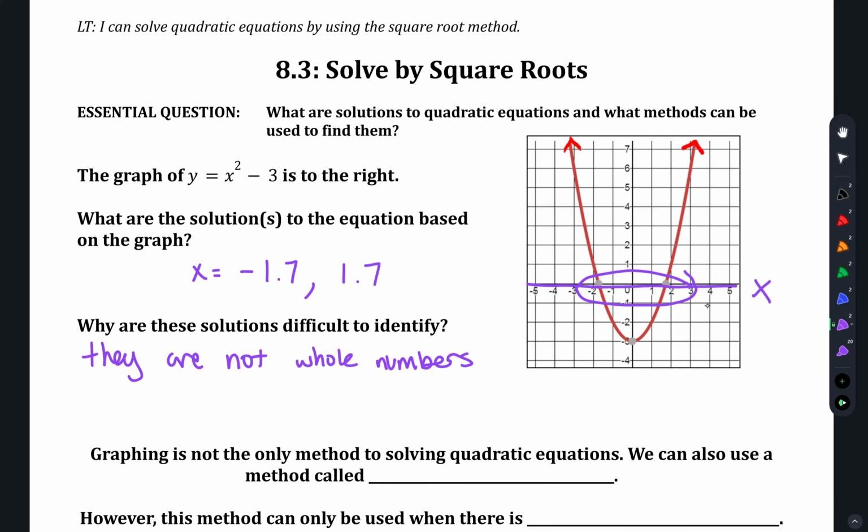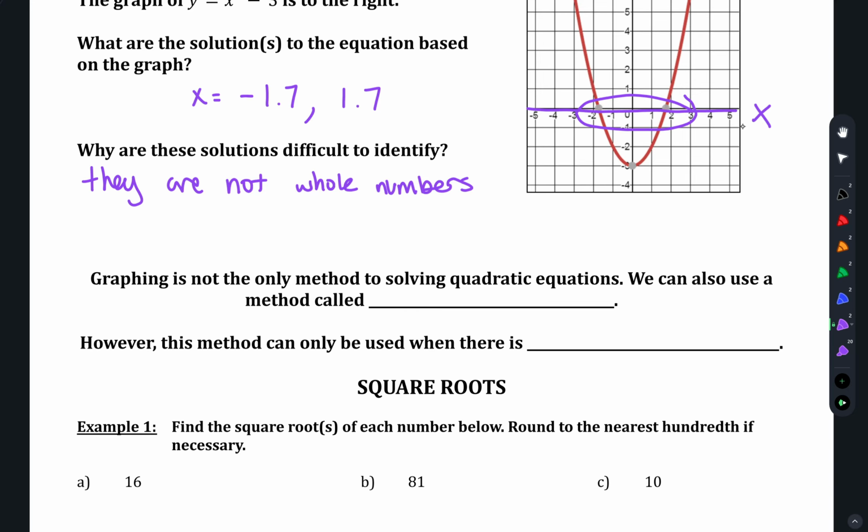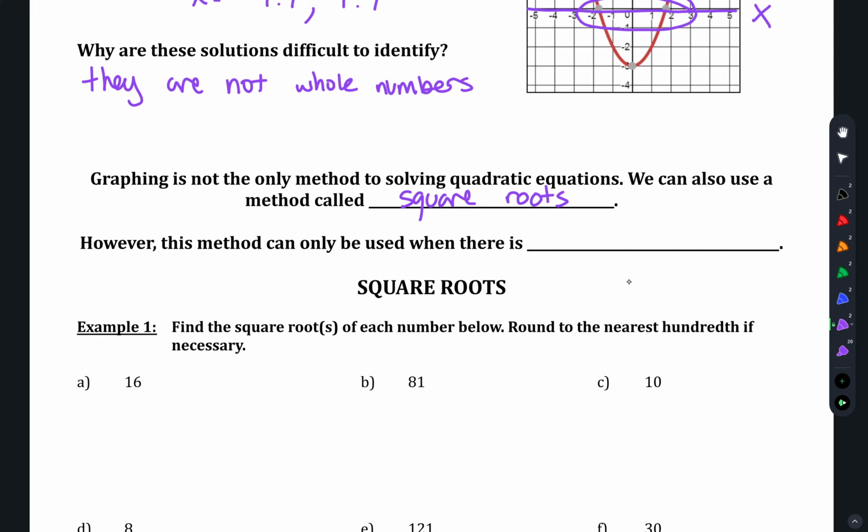Okay. So, when we talk about solutions to quadratic equations, we're talking about their x-intercepts. We can do that using graphing, but graphing is not the only method that we use to solve. We can also use three other methods. The first one, the easiest one that we're going to learn today, is called square roots. By far, square roots is the easiest of the three methods we're going to learn. However, it does have some restrictions.